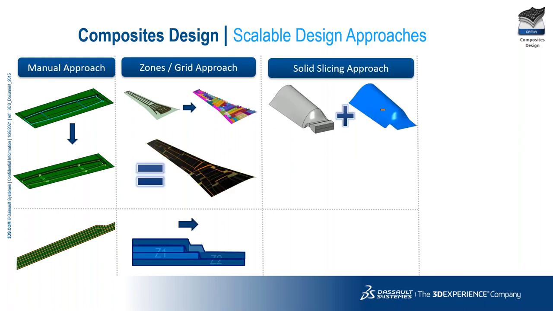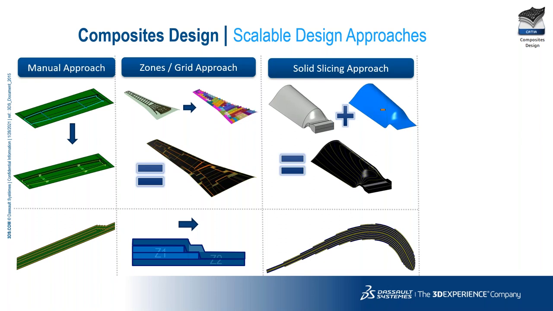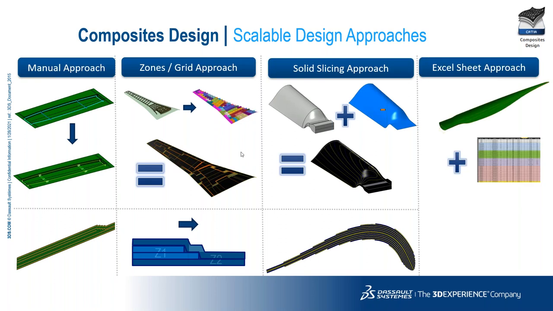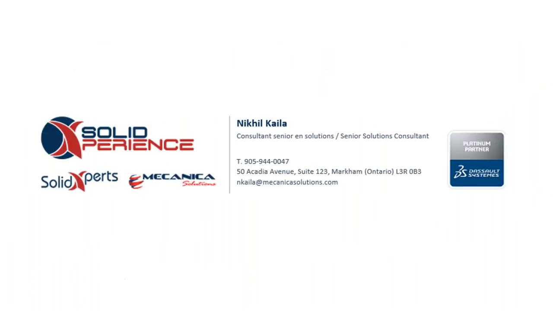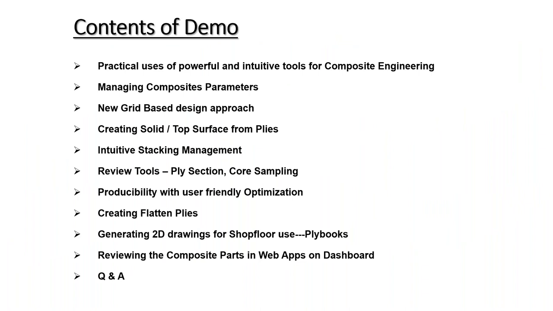And next is a very generic one, which is solid slicing: if you start with a solid, you can slice it and convert it into the plies. And the final one is a very conventional approach where you start with an Excel or a text table and convert it into the plies. But the primary power of the platform lies in the grid-based approach and the producibility, which I'm going to show you today. So this is my demo contents, which you have all been circulated with the invite, and we'll cover this.